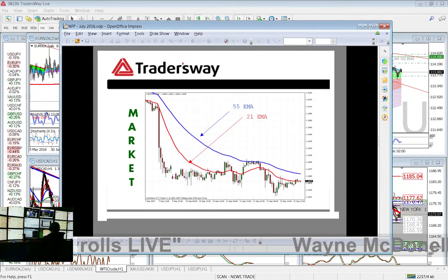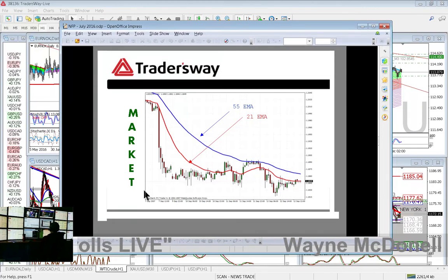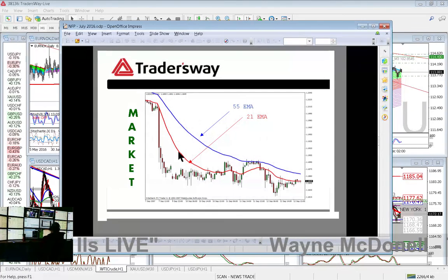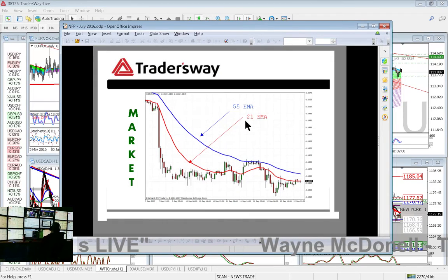I use these two moving averages in conjunction to represent the general direction of the market. I'm also looking at the angle and separation. If the angle is steep, the market's moving quickly. If it's narrowing, or in this case even diminishing, it's slowing down.